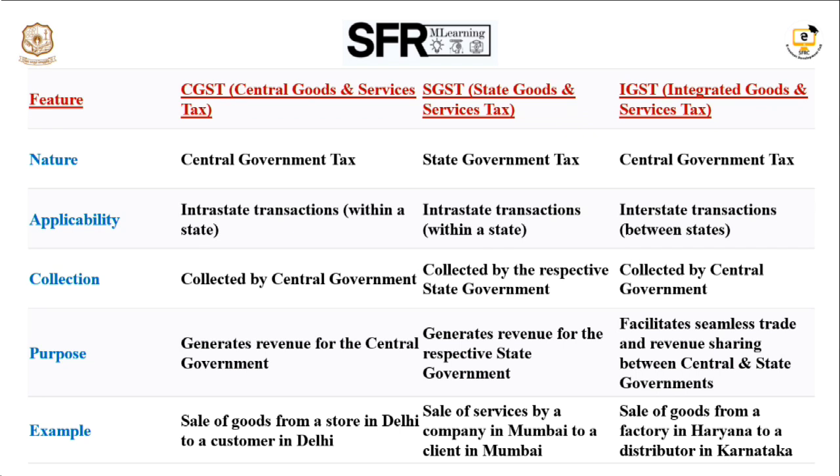Here we come to an end with an example. Under CGST, sale of goods from a store in Delhi to a customer in Delhi, whereas for SGST, there will be sale of services by a company in Mumbai to a client in Mumbai, whereas the example for IGST will be sale of goods from a factory in Tamil Nadu to a distributor in Karnataka. So these are the differences between CGST, SGST and IGST.